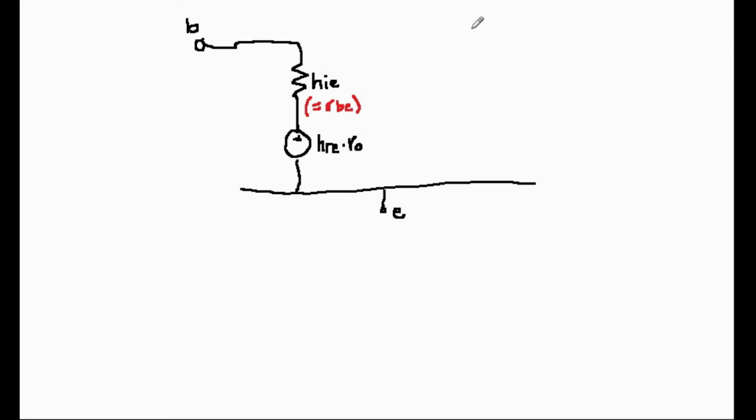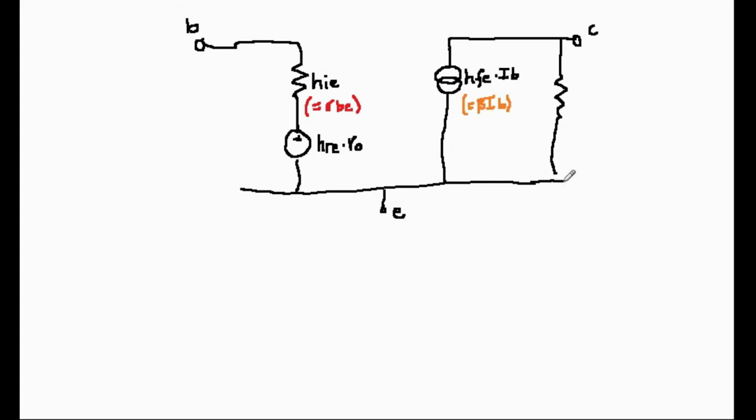We already know that HIE, which is the same as RBE, and HFE, which is the same as beta, are important. The other two parameters are useful in more specialized circumstances, a little bit like the additions to the hybrid pi model which we've already discussed in a previous video.